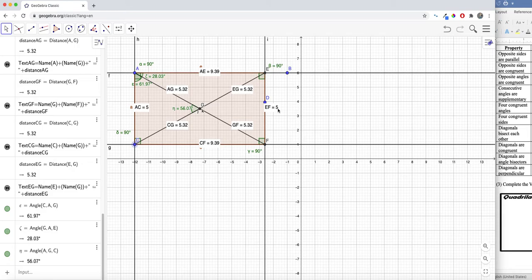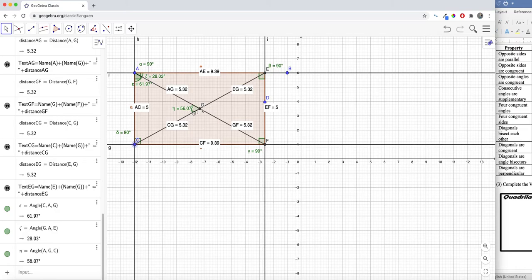Diagonals are angle bisectors, so we're going to check right here. This is the lower part, this is the upper part. Those are not the same, so that's not true. And then diagonals are perpendicular. That would have to be 90. That is not true.